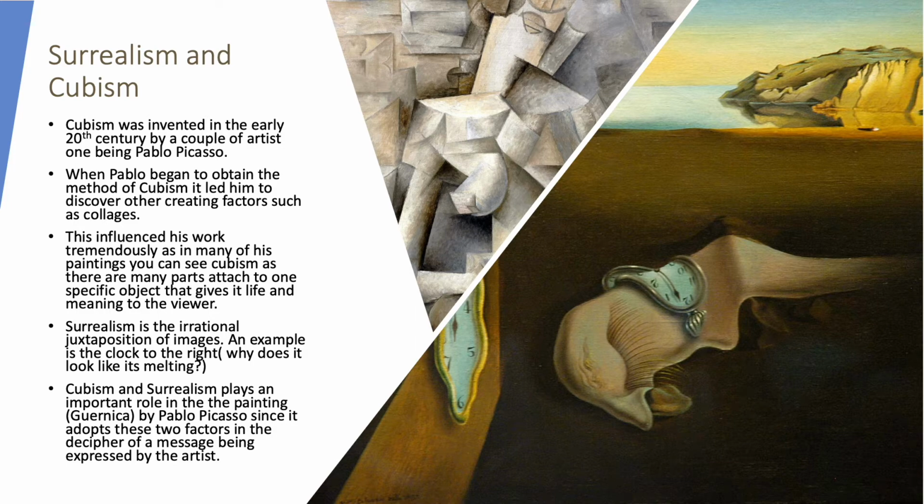When Pablo attained the method of Cubism, it allowed him to create different forms of art, such as collages, as shown in the middle picture, of different types of shapes all put into one. Surrealism is the irrational juxtaposition of images, such as the painting to the right. I find surrealism to be such an appealing part as to why did the artist do this? What was the purpose? What is he trying to tell his audience?